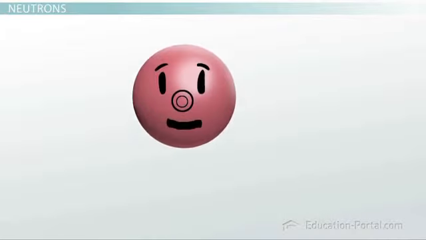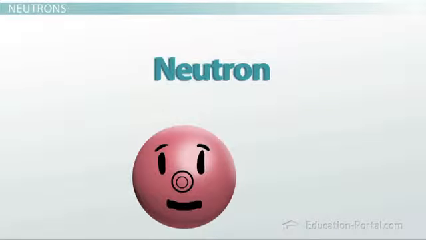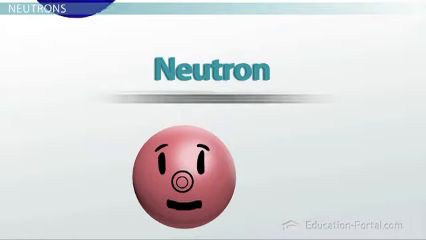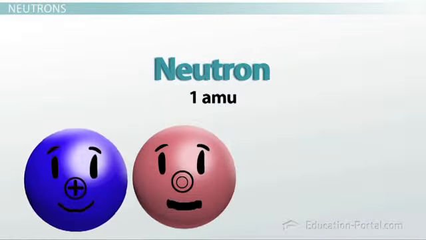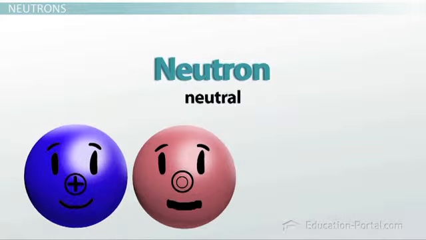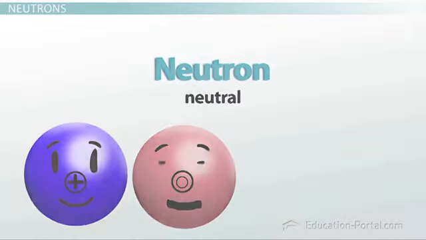The next particle inside the atom is called the neutron. Just like protons, neutrons are located inside the nucleus of an atom. Neutrons also have a mass of about 1 AMU. So protons and neutrons are both located inside the nucleus, and they both have a mass of about 1 AMU. Unlike protons, however, neutrons do not carry an electrical charge. They are neutral particles. This should be very easy to remember because the words neutron and neutral are so similar.